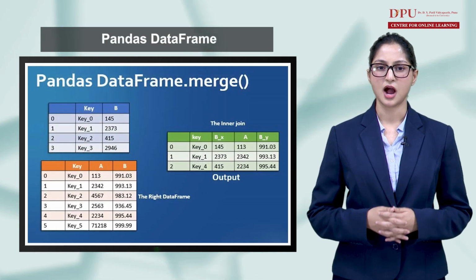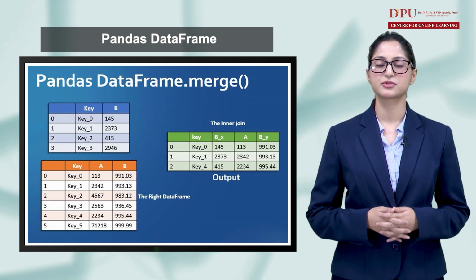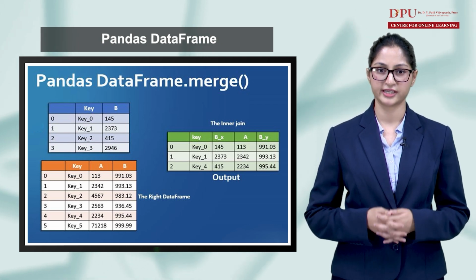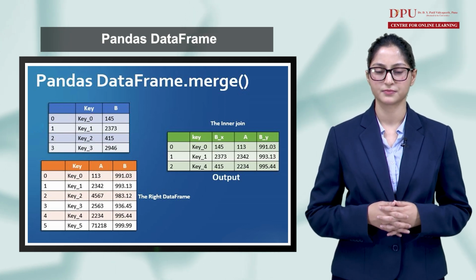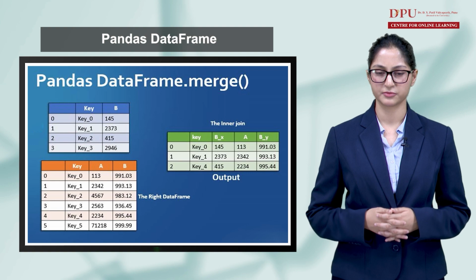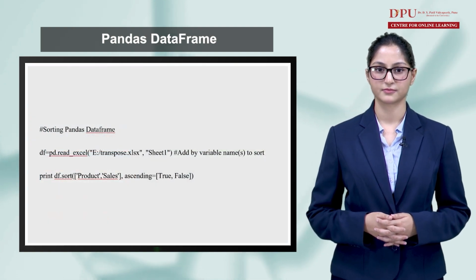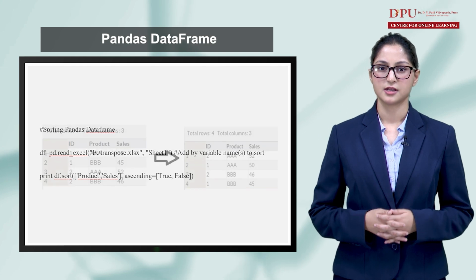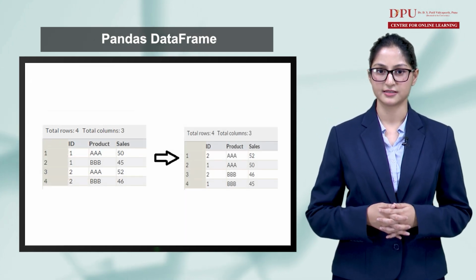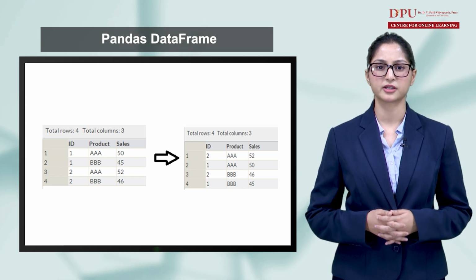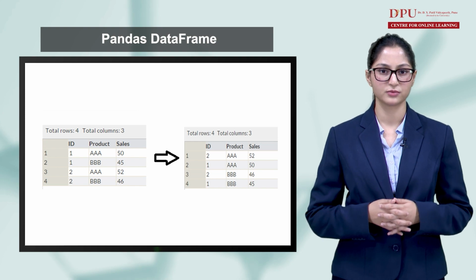Part 4. How to sort a pandas data frame. Sorting of data can be done using the dataframe.sort function. It can be based on multiple variables, in ascending or descending order, or both. Please follow the code given below for sorting a pandas data frame. Above, we have a table with variables ID, product and sales. Now, we want to sort it by product and sales in descending order, as shown in table 2.